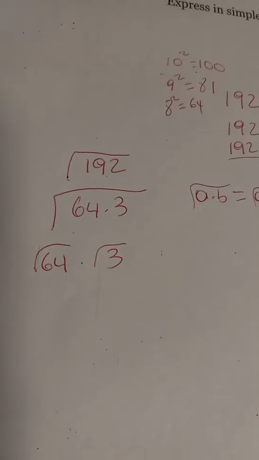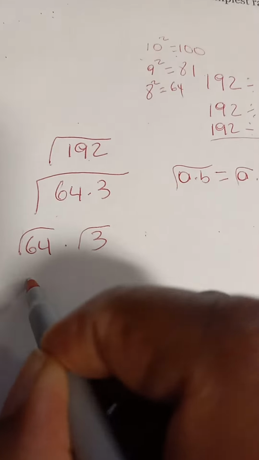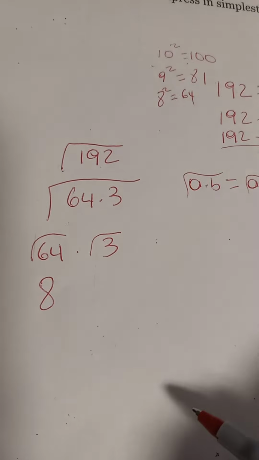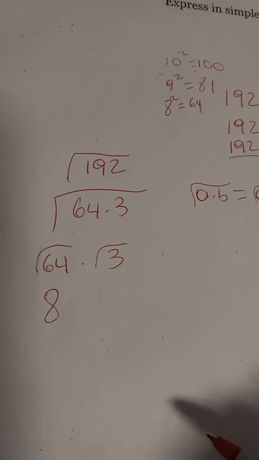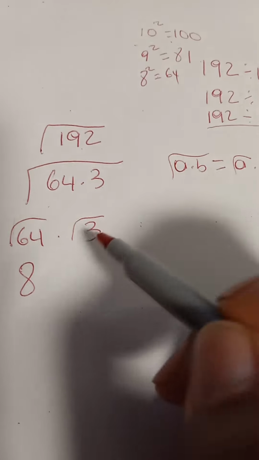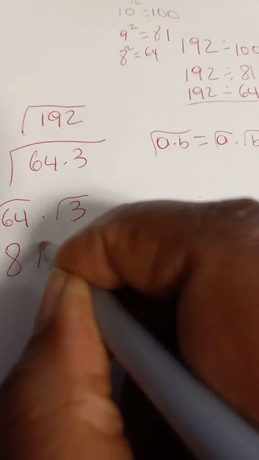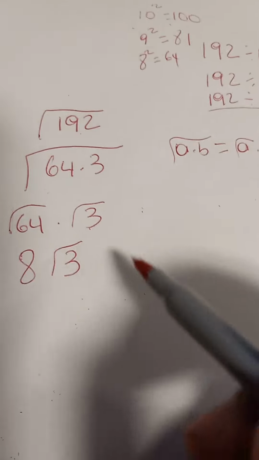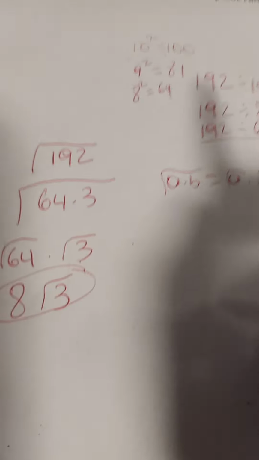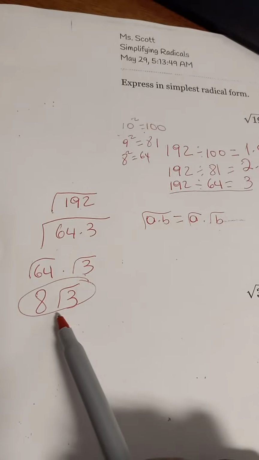Now we can take the square roots. The square root of 64 is 8. 8 times 8 is 64. If you multiply 8 by itself, you get 64. And there's no number that you can multiply by itself that gives you 3. So we are left with radical 3. So our final answer when we simplify radical 192 is 8 radical 3.